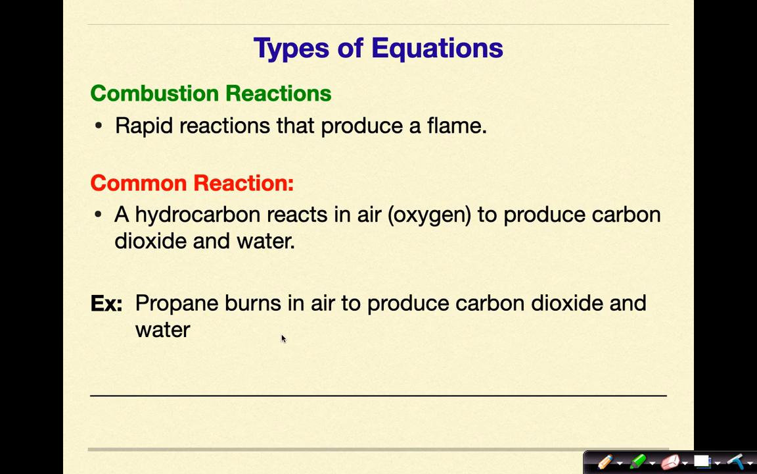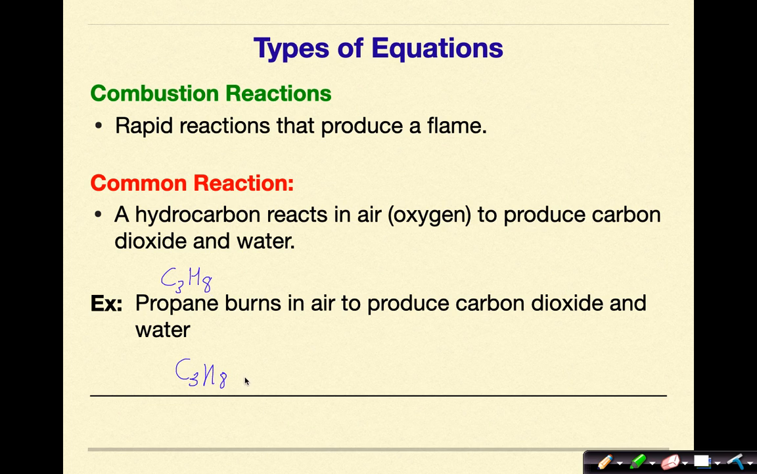Let's look at an example of a combustion reaction. Propane burns in air to produce carbon dioxide and water. Now, propane, you recognize, is a 3-carbon saturated hydrocarbon, namely an alkane. And the general form of alkanes is CnH2n plus 2. Therefore, the number of hydrogens in propane would be 2 times 3 is 6 plus 2 is 8.